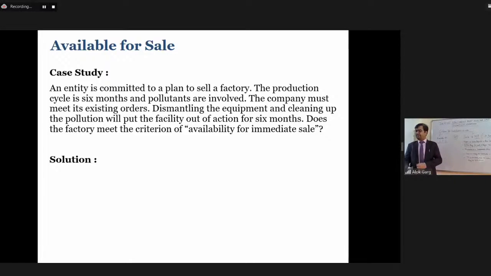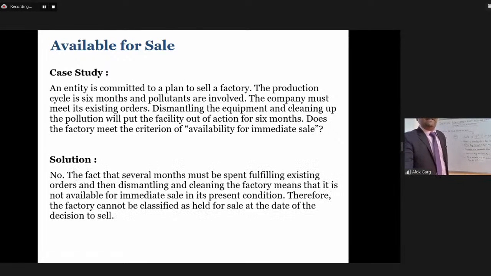So the company wants to sell a factory, and the production cycle is 6 months and there is some pollution coming out of the chimneys of the factory. Dismantling the equipment and cleaning up the pollution will take around 6 months. So can we say this factory is available for immediate sale in present condition? The answer is no. We cannot say that this factory is available for immediate sale in present condition.